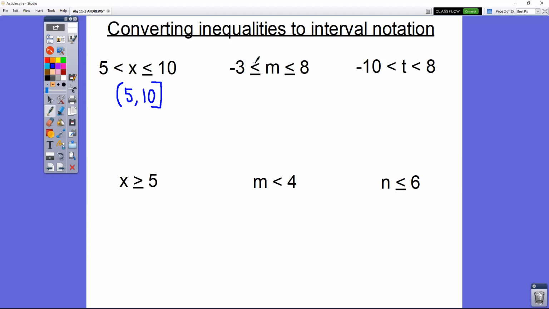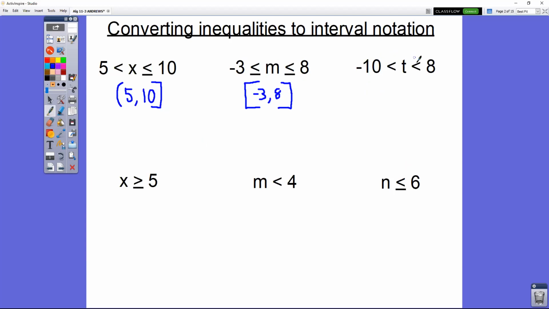-3 is less than or equal to M, which is less than or equal to 8. Because of the or equal to's, anytime that it's or equal to, it's going to be a squarey parenthesis. So squarey parenthesis -3, 8. Again, it's or equal to, so it's going to be squarey parenthesis again.